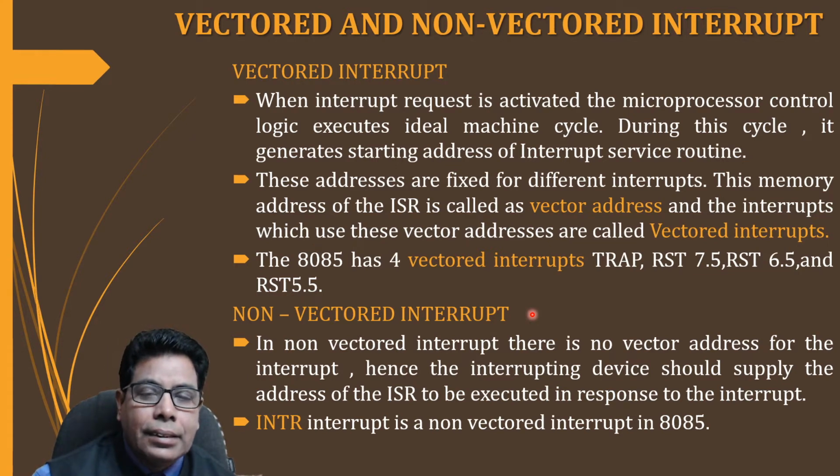Now these addresses are fixed for different interrupts, and the address of the ISR is called the vector address, because that is actually a 16-bit address from where the microprocessor will start executing the ISR. That's why it is called the vector address. And interrupts which have these vector addresses are called vectored interrupts.